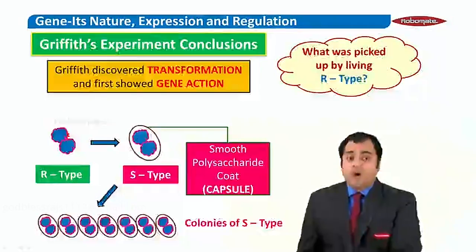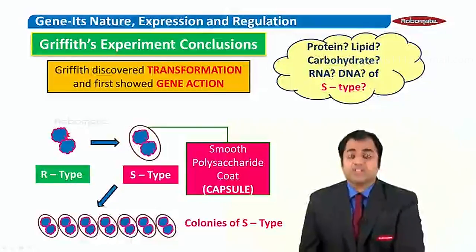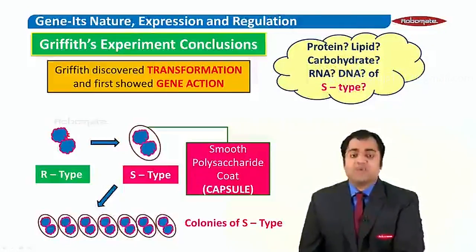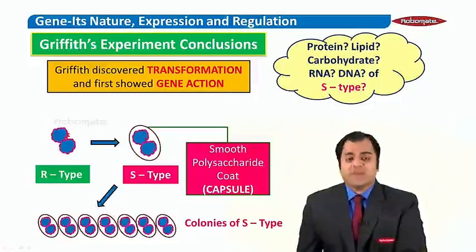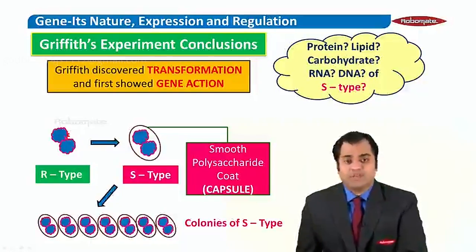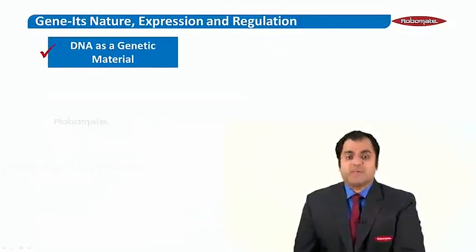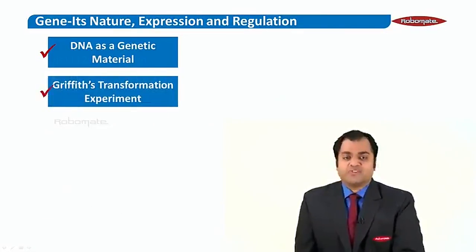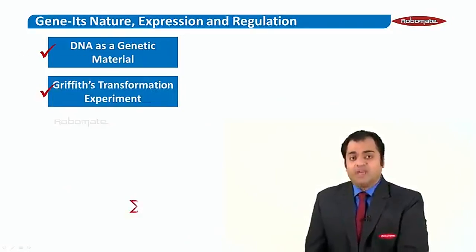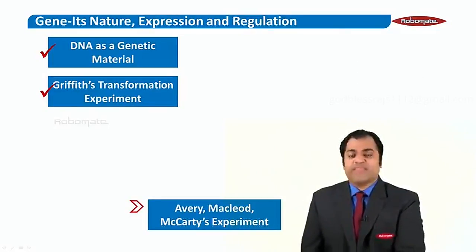But what was picked up by the living R-type? Was it the protein? Was it lipid? Was it carbohydrate? Was it RNA? Or was it DNA of the S-type that changed the R to the S? To prove and conclude this part, another set of experiments was done, which we'll be talking about in the next module. Okay? So in this module, we looked at certain experiments which will conclude or prove that DNA is genetic material. We first introduced Griffith's transformation experiment. Now in the next module, I'm going to talk about an experiment called the Avery, MacLeod, and McCarty experiment. Thank you and take care.